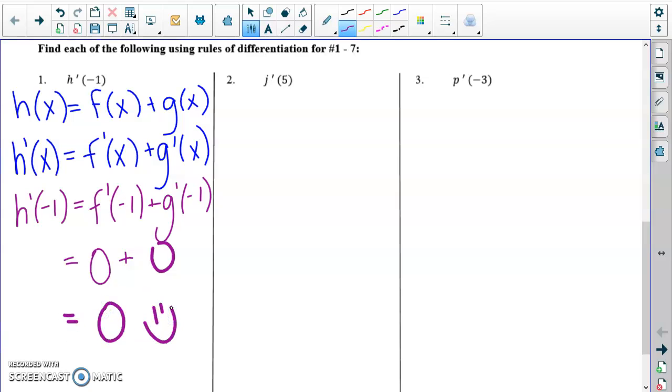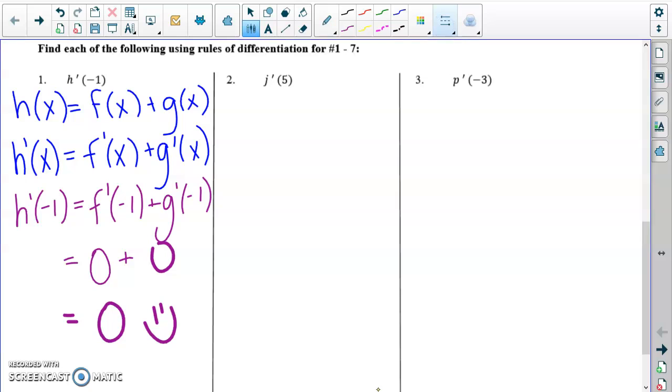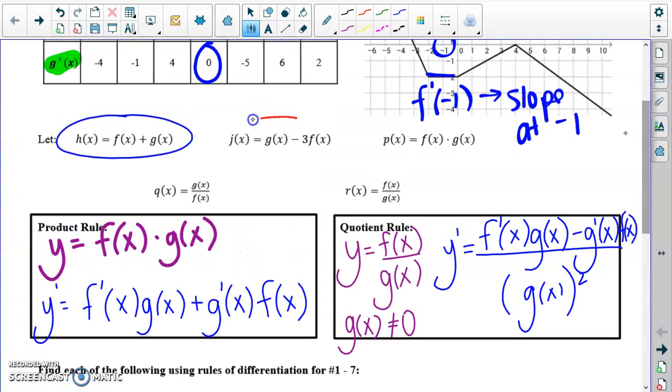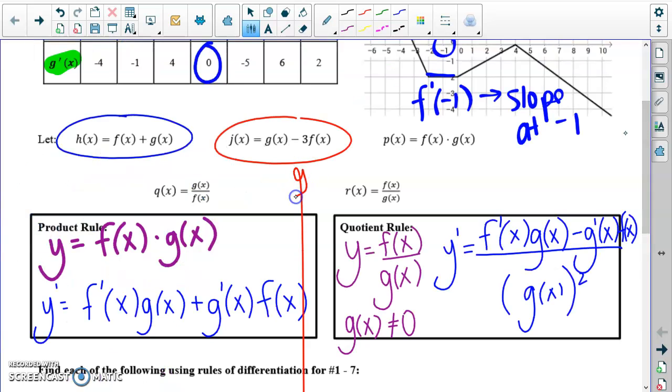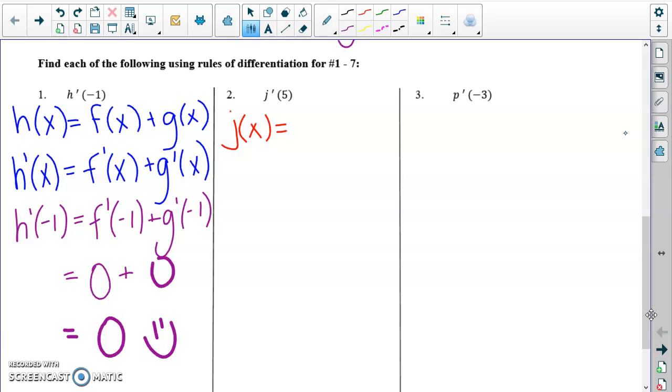Okay. All right, so let's do the same thing with 2. With 2, again, I'm just going to remind myself what this j function is. And j of x is defined up above. J of x is g of x minus 3 times f of x. Okay, so g of x minus, I was hoping it wouldn't hop on me again, 3 times f of x.